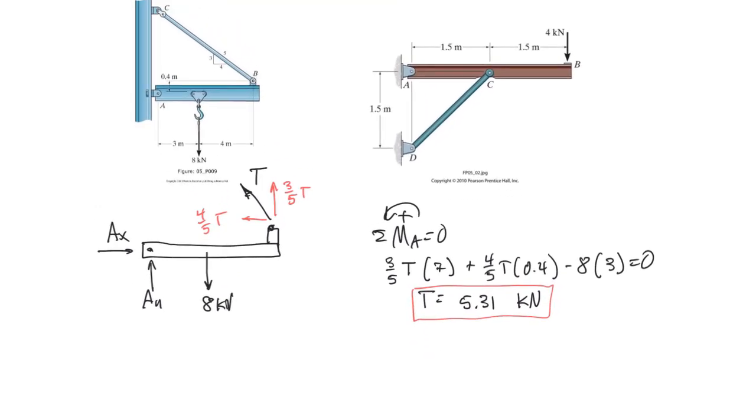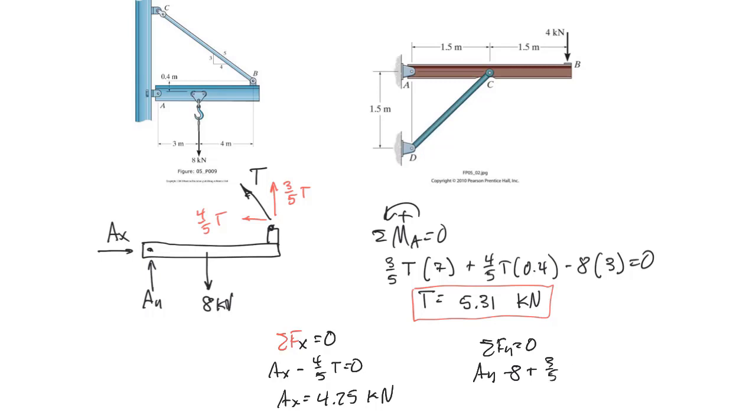Well, let's see, there we go. Sum of the forces in the x direction is equal to 0. And here I have positive AX minus 4/5 of T equals 0. I've solved that for T, so I can say that AX is equal to 4.25. And then the sum of the forces in the y is equal to 0. So I've got AY minus 8 plus 3/5 of T. Again, I've already solved for T, so I can solve for AY, which is equal to 4.82.